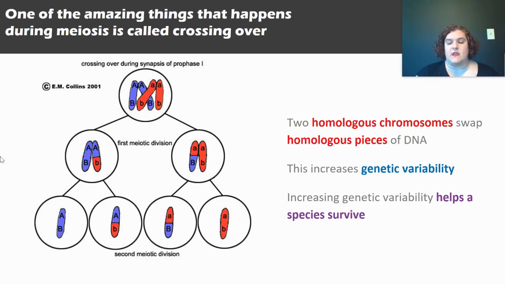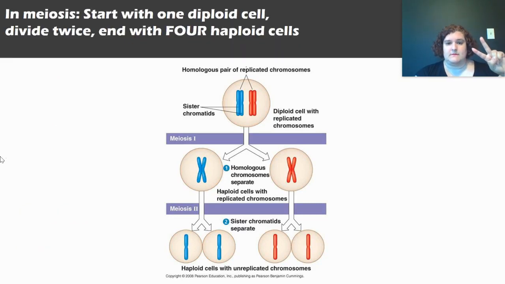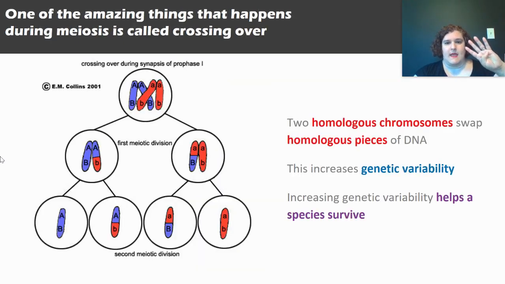All right, in this video, you have learned we go through PMAT twice. 1 diploid cell divides twice, ends with 4 haploid cells. And we learned about what crossing over is.